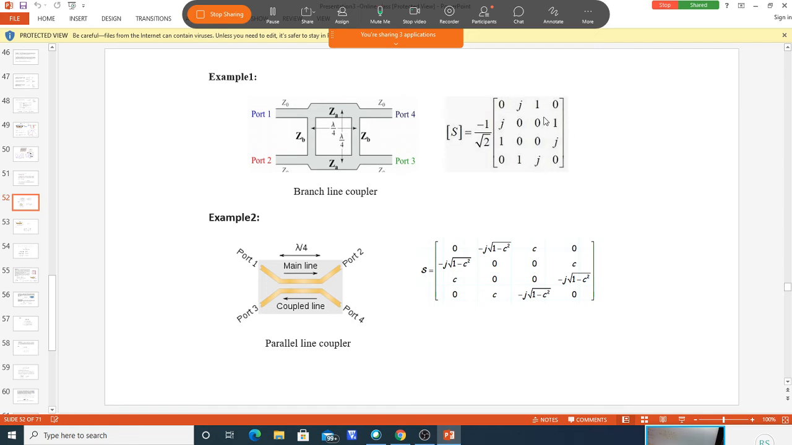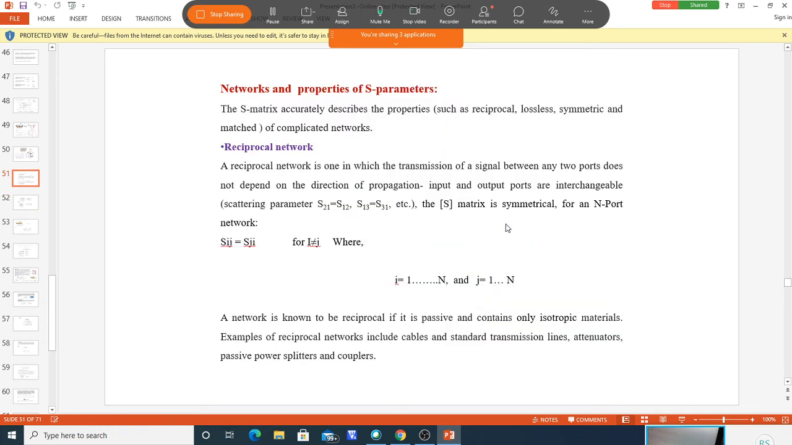See, this is an S matrix of some network. They have given the S matrix of that. By looking at this S matrix, you can say whether it is a reciprocal, lossless or symmetric network. So that is another advantage of the S matrix. So how to analyze a reciprocal network? How do you come to know from the S parameters that the network is reciprocal? That is a simple test we have to do.